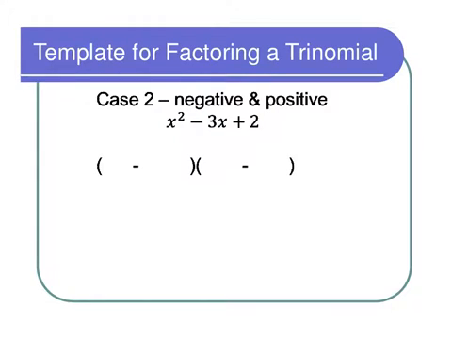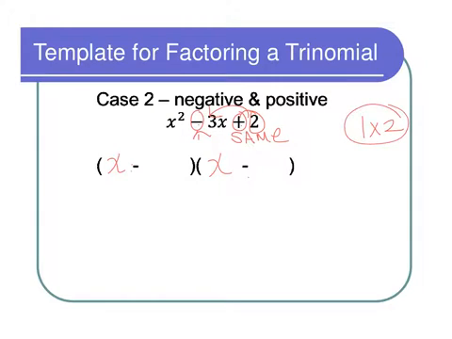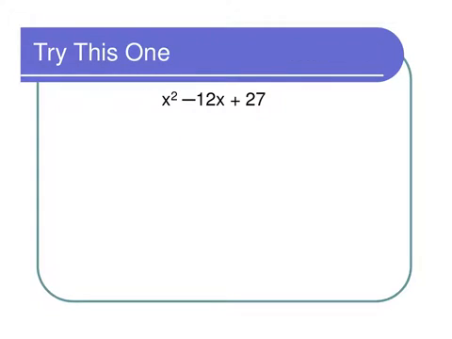Alright, here we go. Case 2, where I have a negative sign and a positive sign. Now remember the positive sign means that my factors have the same sign, and this tells me what sign they have. Same sign, they're both negative. So then I put in my x and my x, and remember, I'm looking for my factors of 2, that last term, 1 times 2, and they have to add up, since that's a plus, to give me 3. So it's 1 and 2, so 1 and 2 go in the parentheses. And remember, it doesn't matter which order I put it in, and I can always FOIL it out to check it. Here's one that we'll do together.